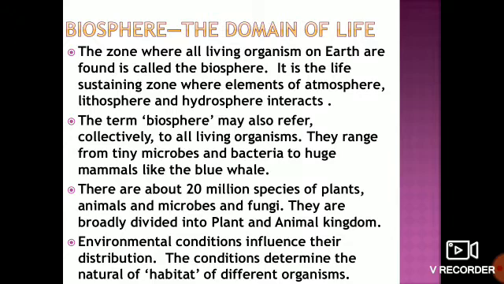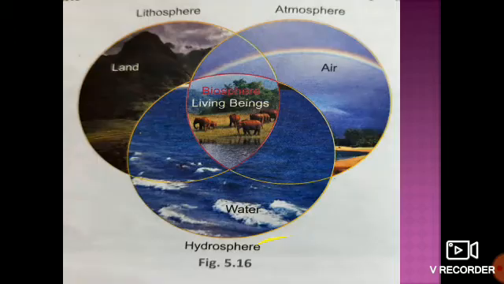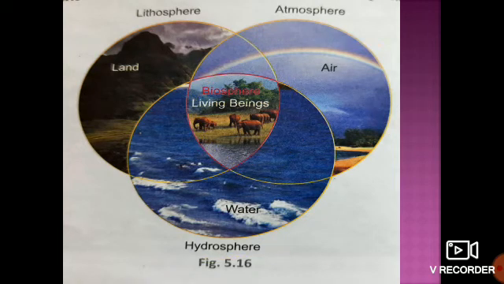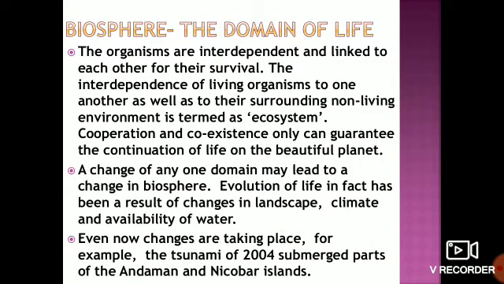Environmental condition influences their distribution. According to different environments, different plants grow. According to different environments, different animals will live there. So conditions determine the natural habitat of different organisms. The natural habitat of an organism depends upon the environment of the place where the animal or plant is. You can see, this is your biosphere, where the lithosphere, atmosphere and hydrosphere interact, and where all living beings live. The organisms are interdependent, interlinked with each other for their survival.